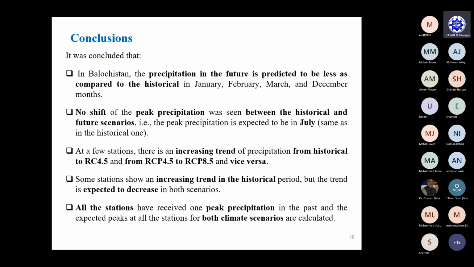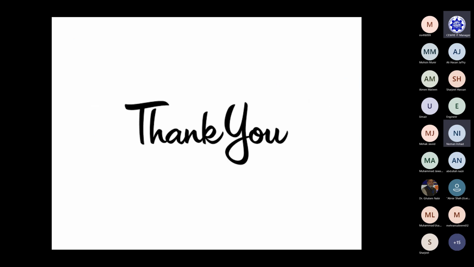At a few stations, there is an increasing trend of precipitation from historical to RCP 4.5 and from RCP 4.5 to RCP 8.5, and vice versa, as I showed in the table. Some stations show increasing trends in the historical period, but the trend is expected to decrease in both future scenarios, RCP 4.5 and RCP 8.5. All the stations have received a peak precipitation once in the past, and expected peaks at all stations for both scenarios have been calculated. These are the references of my study. Thank you.